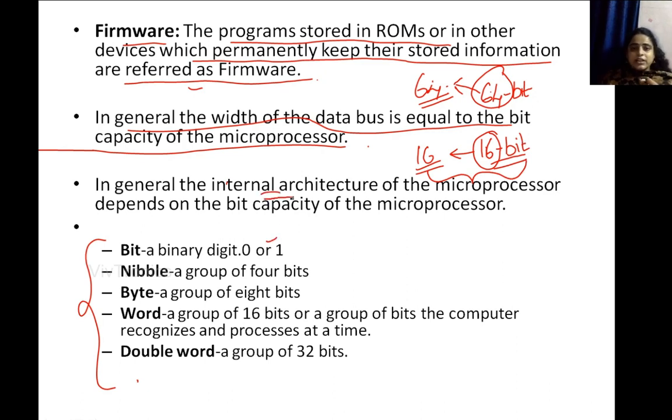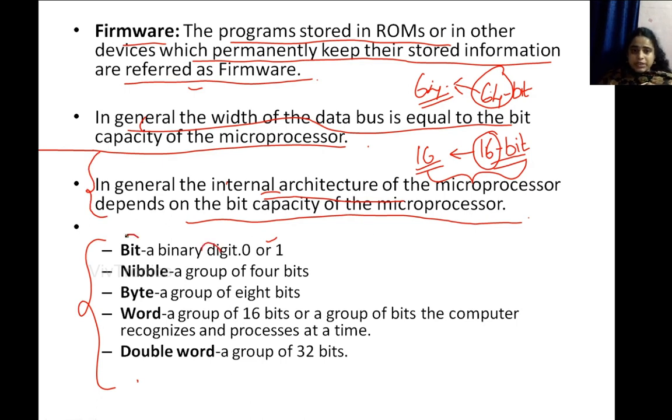In general, the internal architecture of a microprocessor depends on the bit capacity of the microprocessor. Yes, because the internal architecture consists of registers and everything, right? So the registers and everything are related to the 16-bit processor, because in order to handle 16 bits of data, it has to have 16-bit registers. Like that, the architecture is also constructed depending upon the bit capacity.